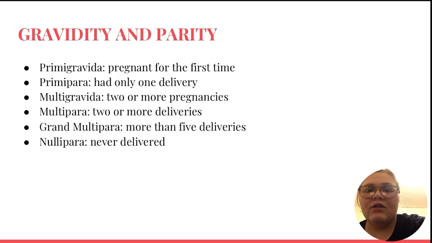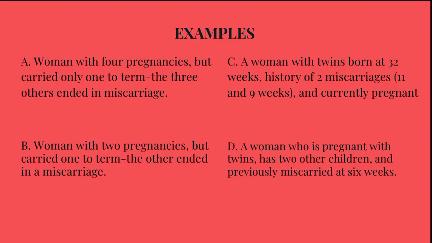So a primigravida is a pregnant person pregnant for the first time. Primipara has had only one delivery. Multigravida is 2 or more. Multipara, 2 or more deliveries. Grand multipara is more than 5 deliveries, and nullipara is never delivered at all. So keeping that in mind, we have a couple examples. So here are 4 examples that we can use to calculate a GPA.